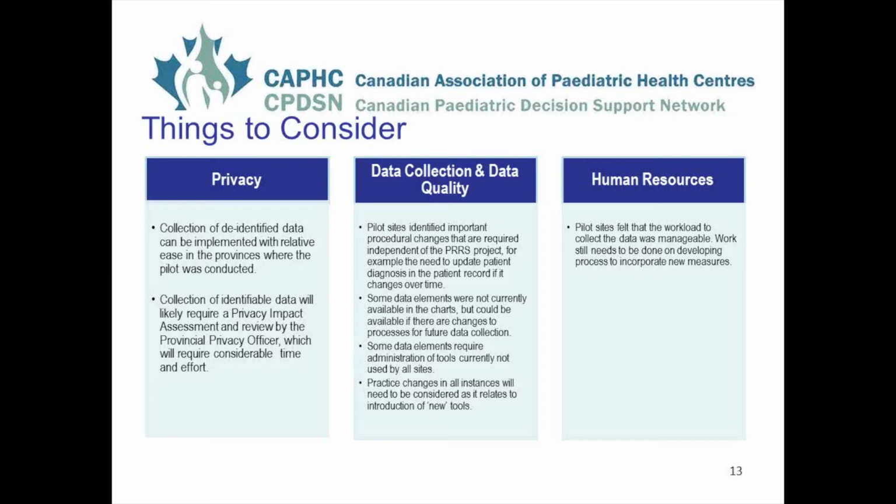So privacy definitely was one of the elements that we needed to consider, because we know that province to province there are subtle differences in privacy, and where some are regional privacy officers, others are more local, and how do you then align all of the privacy issues to ensure that the information can flow so that there is system comparison. Data collection and data quality.